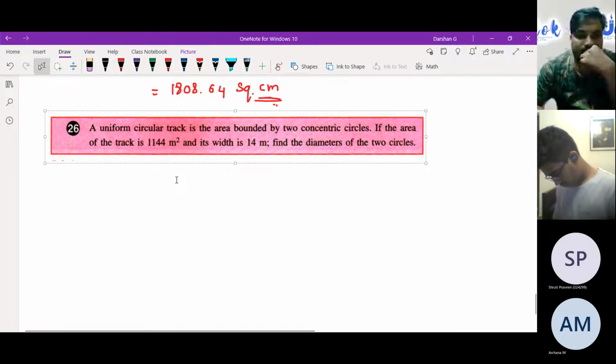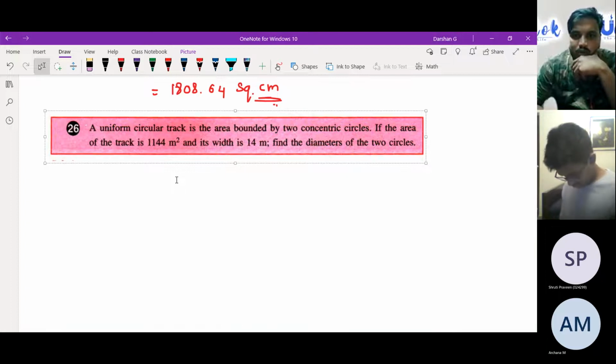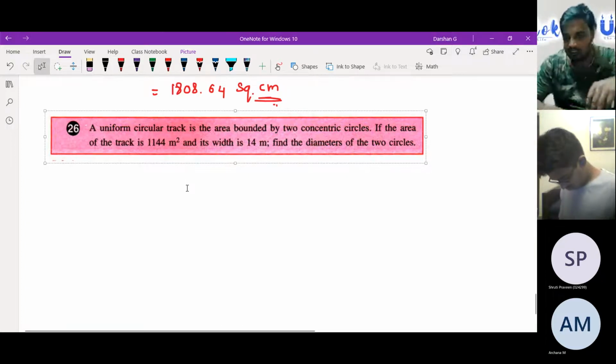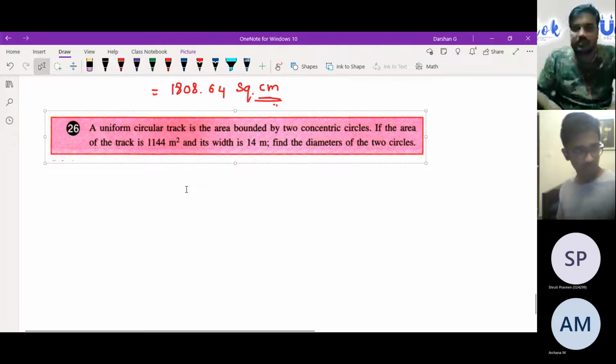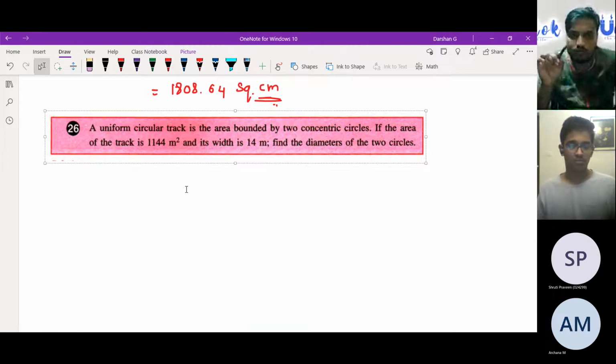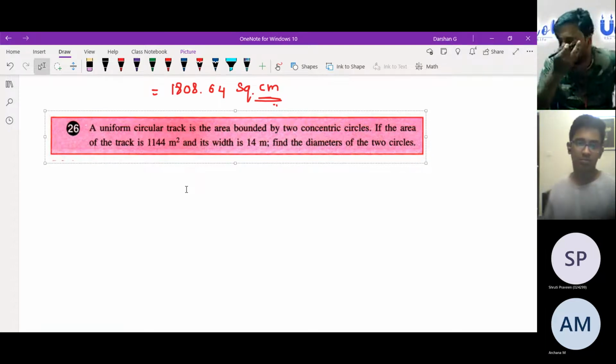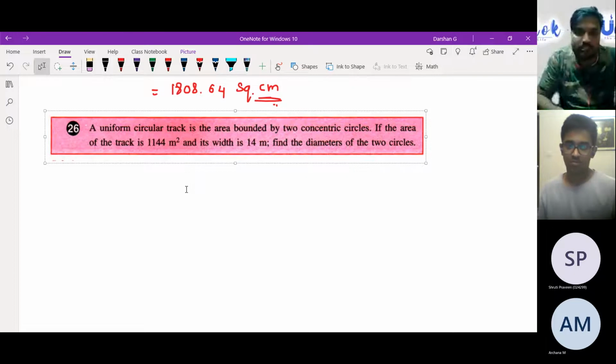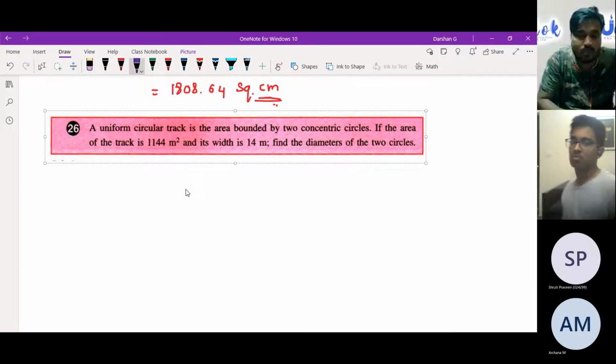Okay, let's read the question. A regular circular track is the area bounded by 2 concentric circles. So we need to know what concentric circles are. If the area of the track is 1144 meters square, and its width is 14 meters, you need to tell what the diameter of these 2 circles is. So Manomai, do you know what concentric circles are?